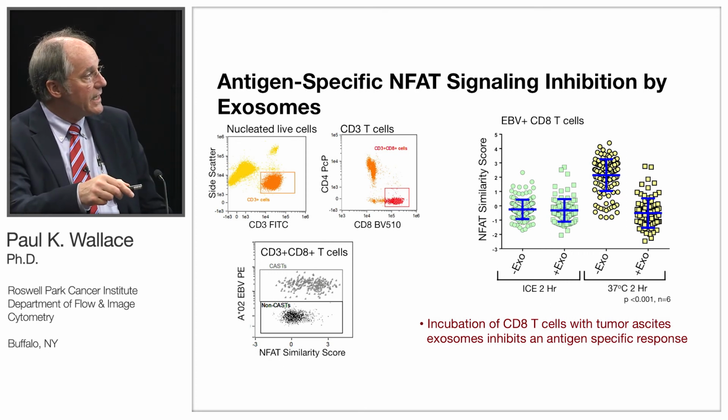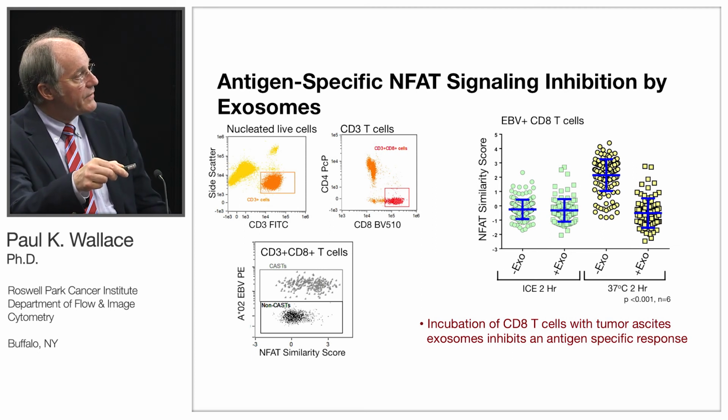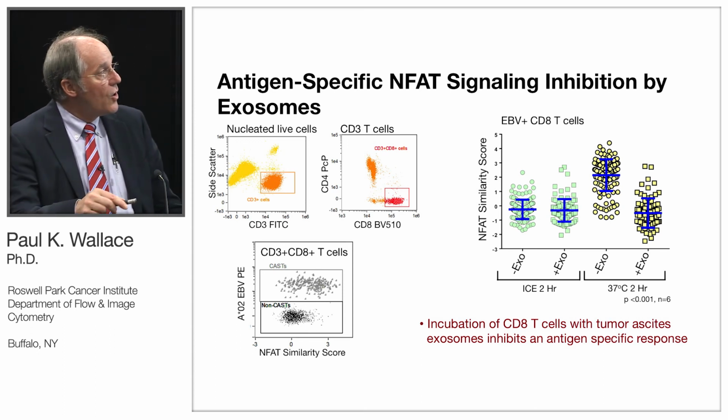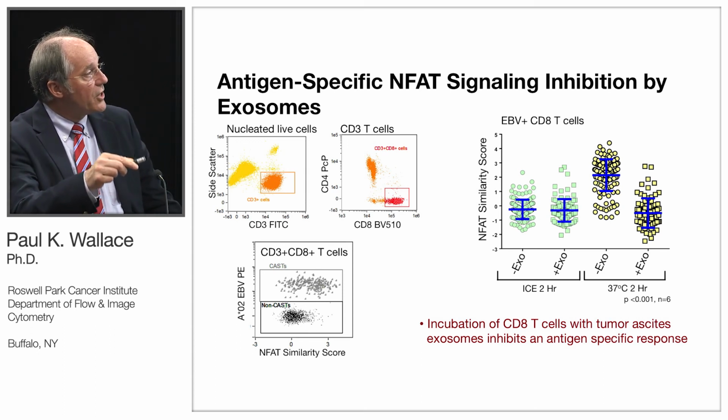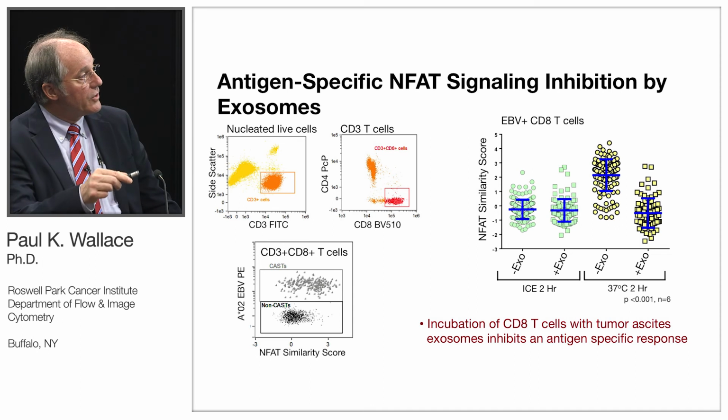And what you can see here is after 2 hours of incubation, either on ice or at 37 degrees, in the presence of the exosomes, we have significant inhibition. Really, it's the same as incubating the cells on ice. Whereas for the vast majority, if we look at the individual similarity scores, we have quite a good level of activation in the absence of the exosome.